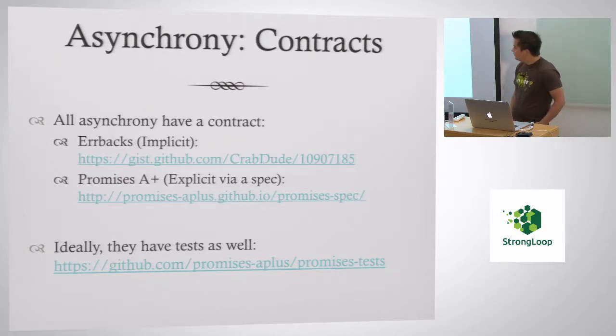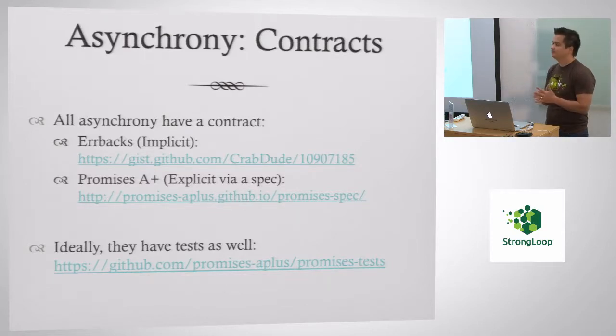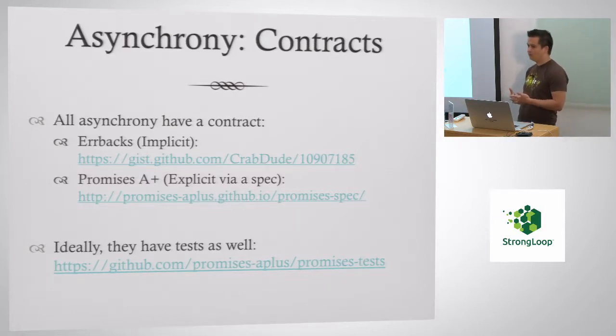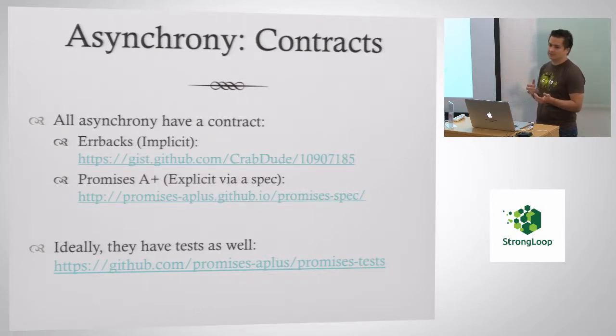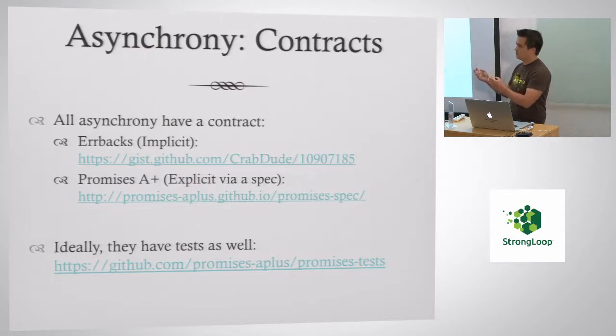When I talk about asynchrony, it's important to understand that they have contracts. They have a formal explanation of how they're supposed to behave. With promises, we have an actual spec, which is good. But before the actual spec existed, there was also a lot of implicit contract within promises as well. The promise spec actually developed slowly out of the various implicit expectations of the promise libraries that had been built.